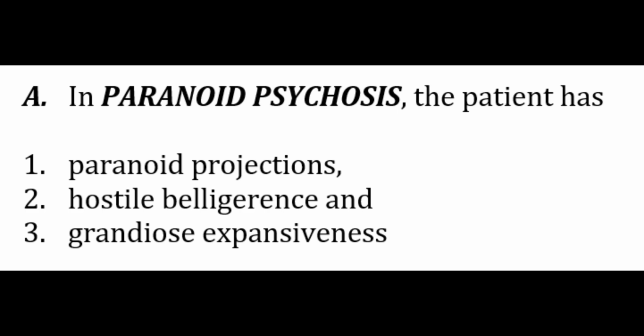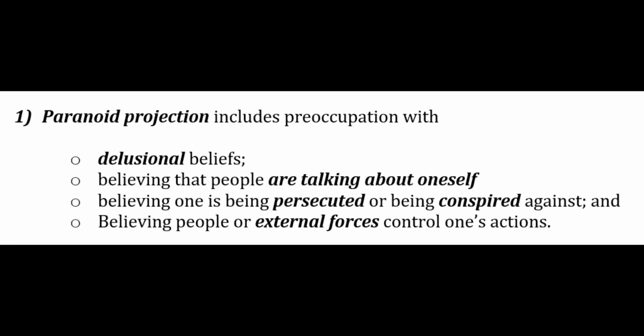Now let's discuss paranoid psychosis, in which a patient might have paranoid projections, hostile belligerence, and grandiose expansiveness. In paranoid projections, the patient might be preoccupied with delusional beliefs, believing that people are talking about oneself, or believing one is being persecuted or being conspired against, or that people or external forces control one's actions.